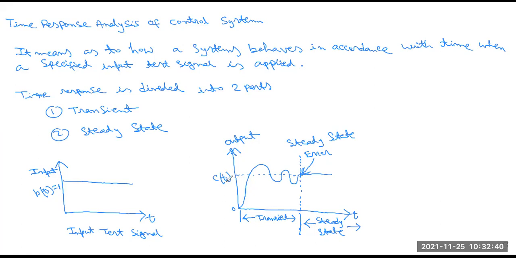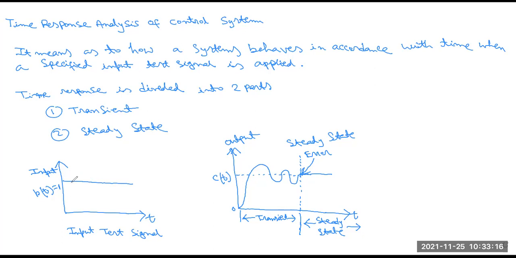So in time response analysis of any control system, it means how a system behaves with respect to time, when you apply any specified input signals to the system. This time response analysis is classified into two categories. First one is the transient response, another one is the steady state response. So we have to examine a typical example, one input signal we have to test from here.